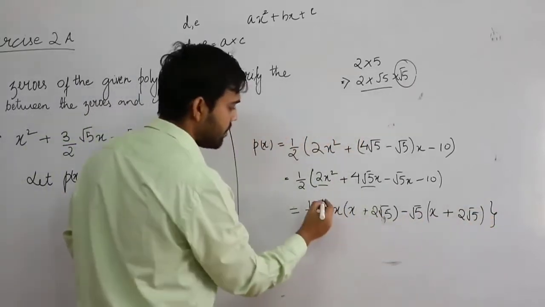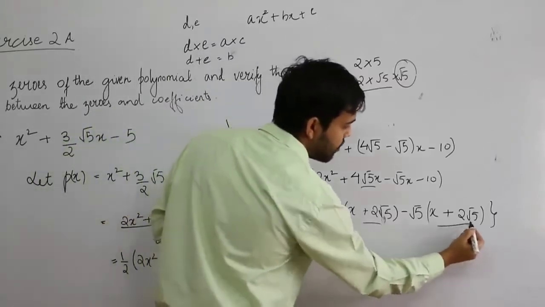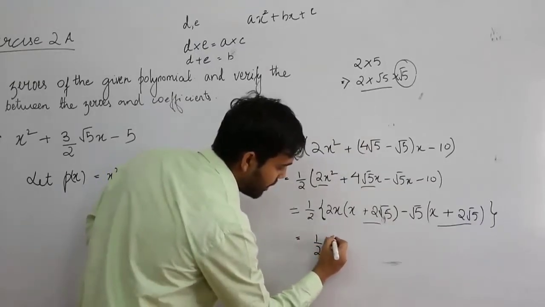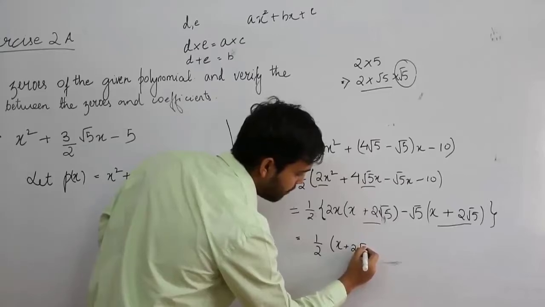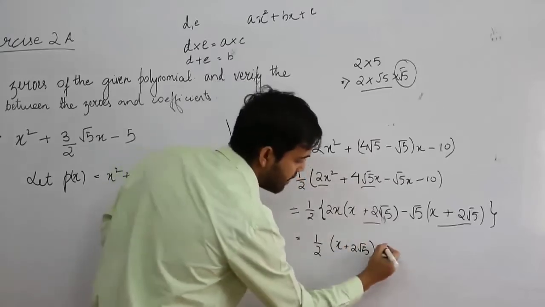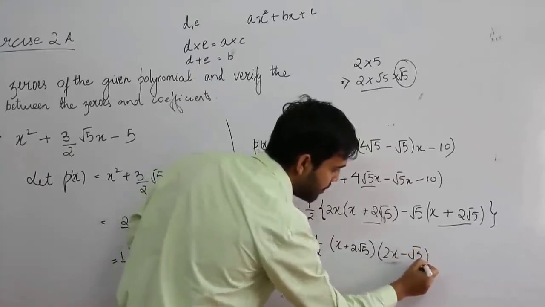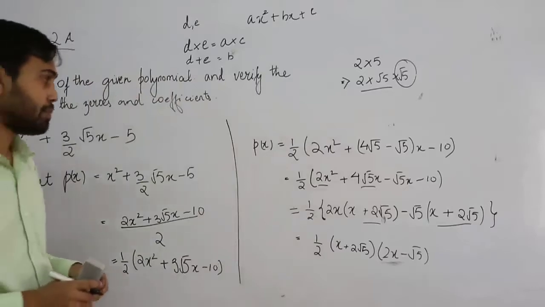Now again you see, I have this term and this term common in both. So again I am taking common. So I have x plus 2 root 5. What is left? I have 2x minus root 5. So this is my middle term factorization.